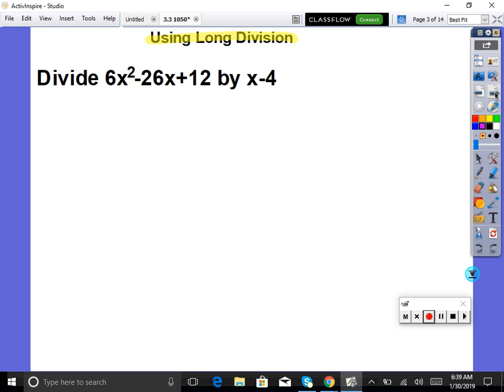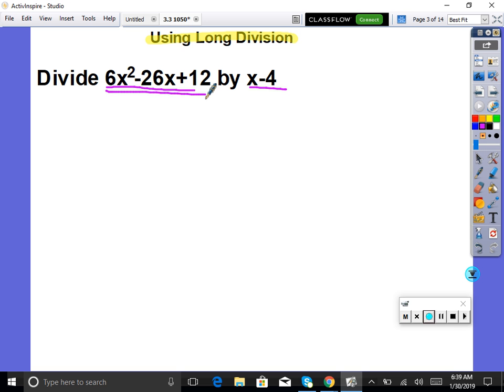So long division, understand, always works. We can always take two polynomials and use this process. Long division always works. So the first thing we do is we set up what's being divided. So this is being divided by x minus 4.